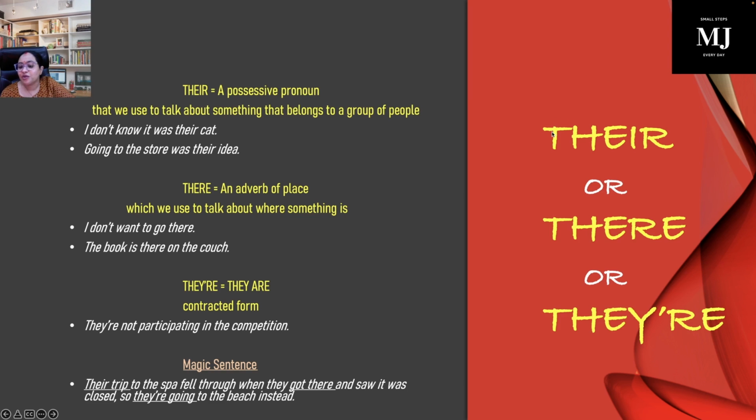Okay, let's begin. So we have their, with EIR. So let's see what this is. EIR. This one is a possessive pronoun, guys, that we use to talk about something that belongs to a group. It's their house, their car, their idea, their dog. Understood? So let's try to use this in a sentence. I don't know, it was their cat. Going to the store was their idea. So talking about something belonging to a group of people, not just his or hers.